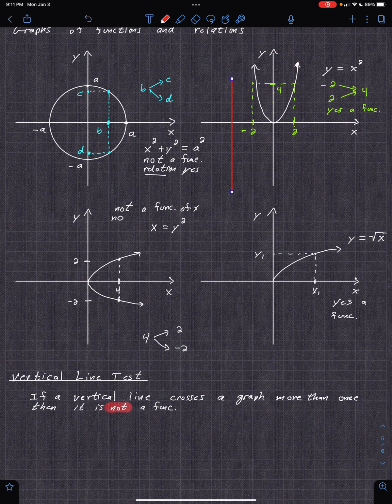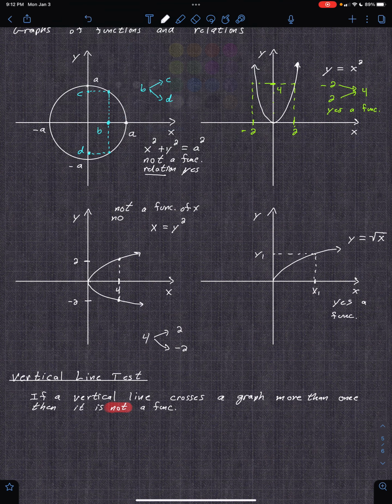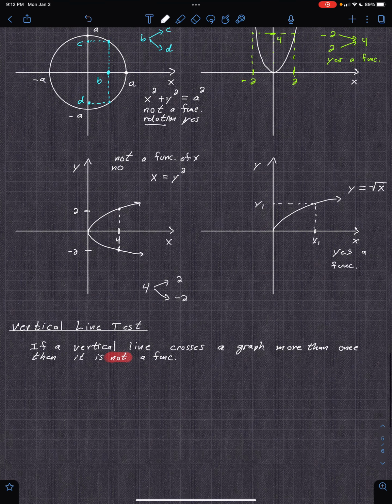So it's a function. Same thing down here. You can see that all of these vertical lines cross more than once, so it's not a function. And this one, if you go across, this vertical line is only going to cross in one place. So that's how you can test it using the vertical line test. If you have the graph, that's a simple way to tell if it's a function, visually speaking. Okay, let's continue.